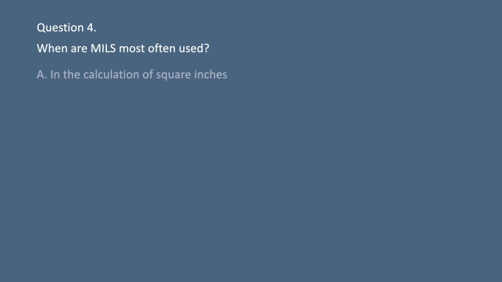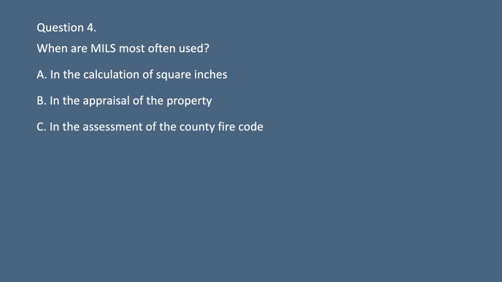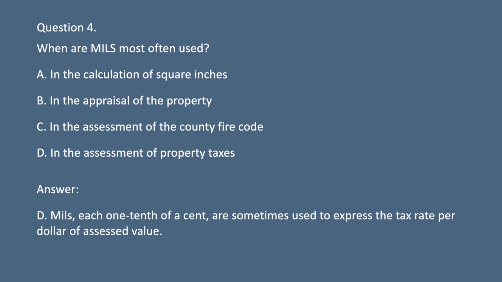Question 4. When are mills most often used? A. In the calculation of square inches. B. In the appraisal of the property. C. In the assessment of the county fire code. D. In the assessment of property taxes. Answer D. Mills, each 1/10 of a cent, are sometimes used to express the tax rate per dollar of assessed value.